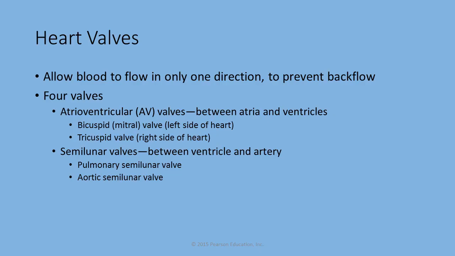You do have 4 sets of valves in the heart, as I mentioned on the previous drawing where you could see it. You have 2 atrioventricular valves. These are the valves between the atriums and the ventricles. On the right side of the heart, it is the tricuspid valve. On the left side of the heart, it is the bicuspid or mitral valve. The other 2 valves are your semilunar valves. These are between the ventricle and the artery. So you have the pulmonary semilunar valve and the aortic semilunar valve.